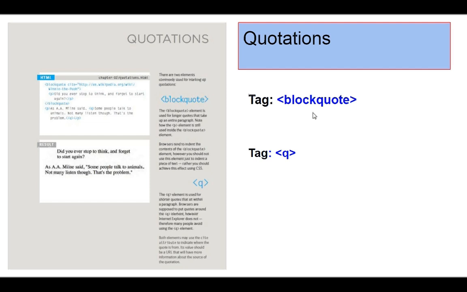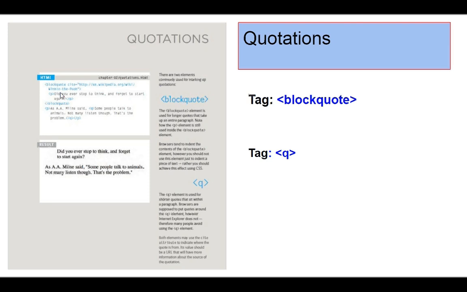The blockquote element is used for longer quotes that take up an entire paragraph. Note how the paragraph tag is still used inside the blockquote element. Browsers tend to indent the content of the blockquote element. However, we should not use these elements just to indent a piece of text. Rather, that should be achieved with CSS. This is how it looks.